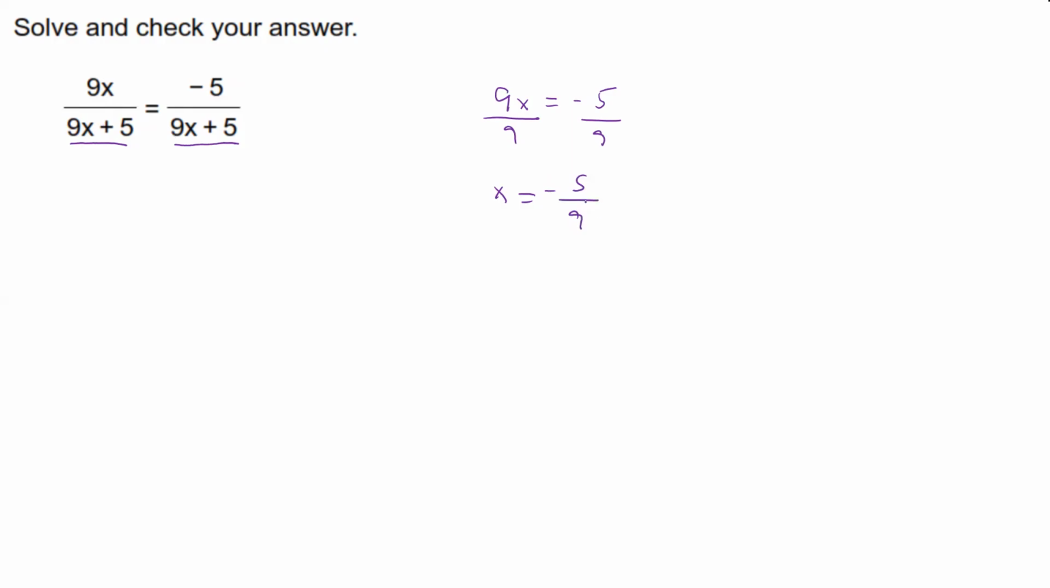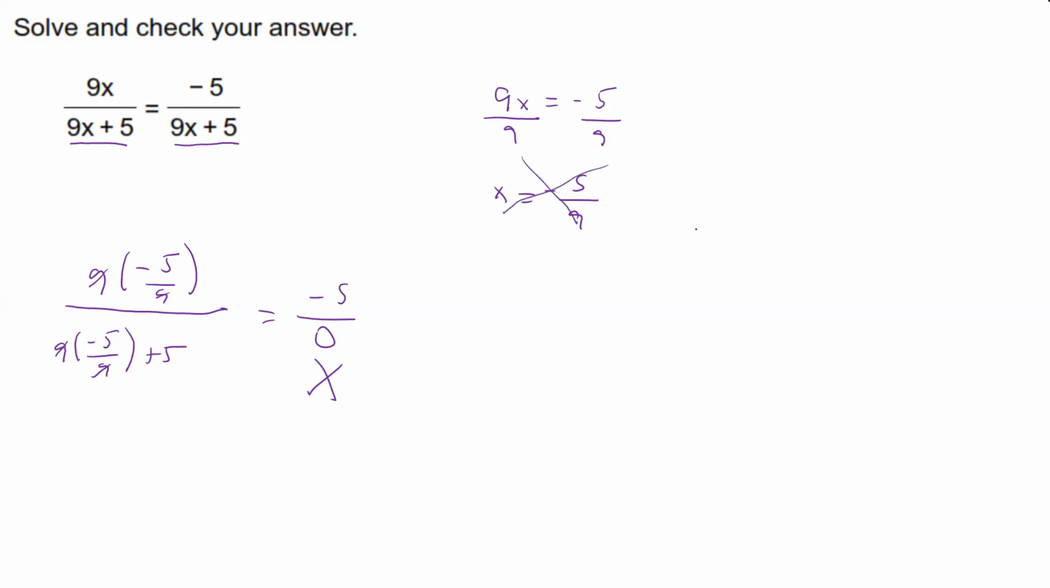Now, what we have to do is check our answer. So we're going to plug it in here. So 9 times negative 5 over 9 over 9 times negative 5 over 9 plus 5. So we'll do the left side. The 9's cancel up here, so we get a negative 5. The 9's cancel here, so we get 0. Uh-oh, we can't divide by 0, so that doesn't work. Now, when we plug it in here, it's also going to be 0. So that means that is not the solution, so there is no solution.